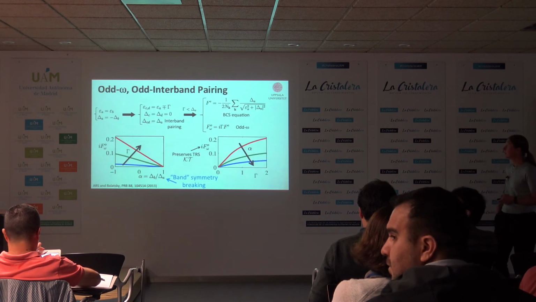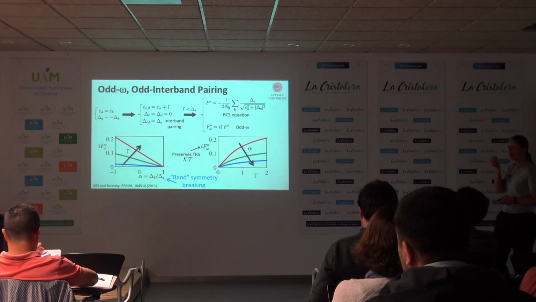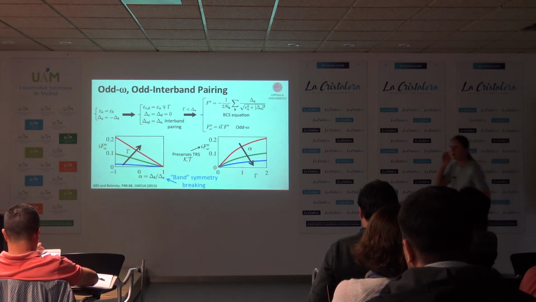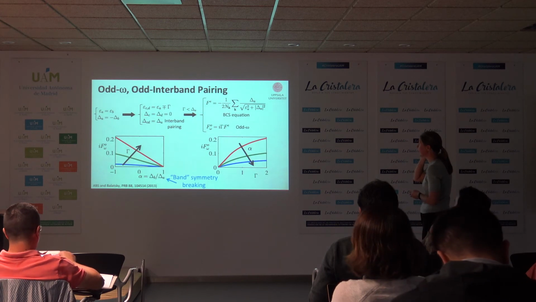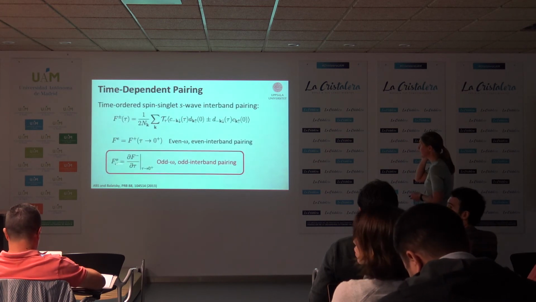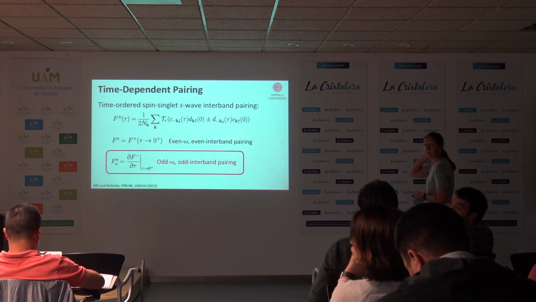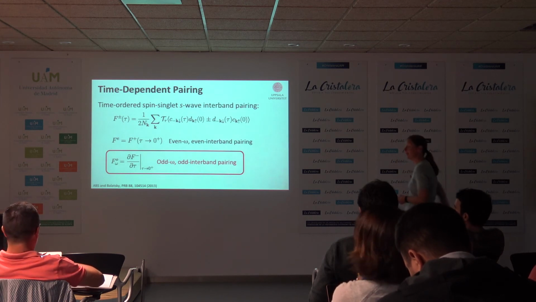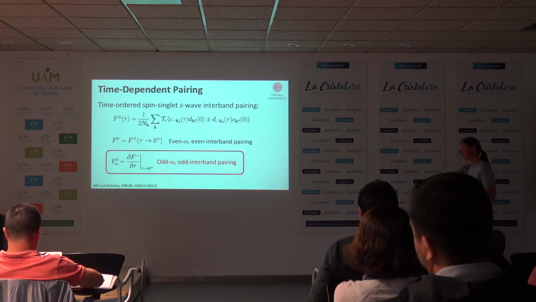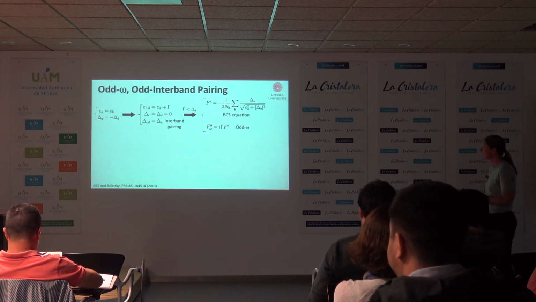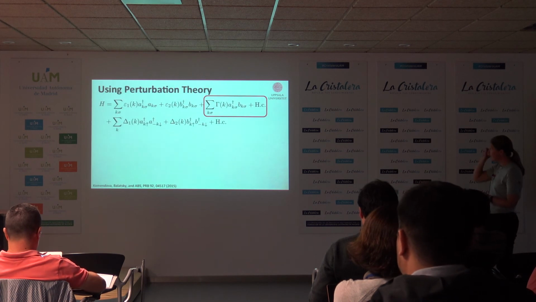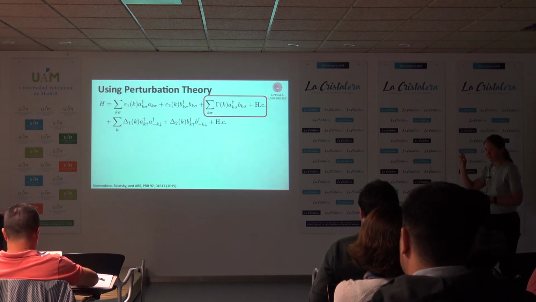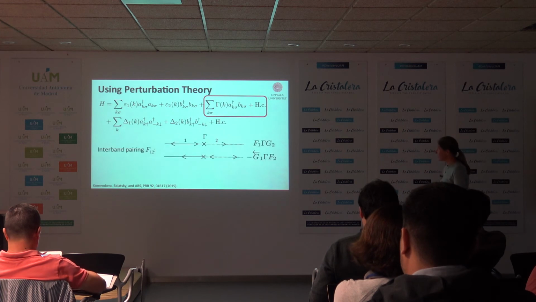But the function itself is an even function of frequency, it's just imaginary. I'm sorry? The function itself is an even function of frequency. It's just an overall factor of i. No, because it is defined as a derivative. The derivative is even. But let me show you the exact same model by solving with perturbation theory. So again, I have the same term, and I can now look at interband pairing as forming.